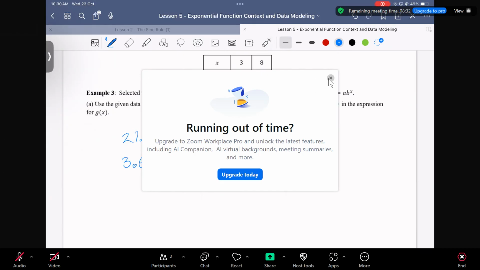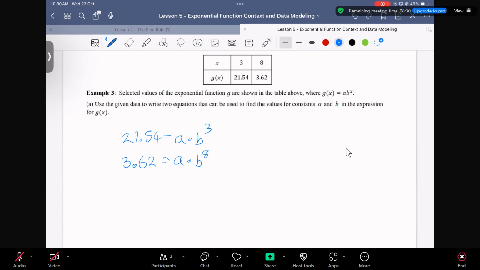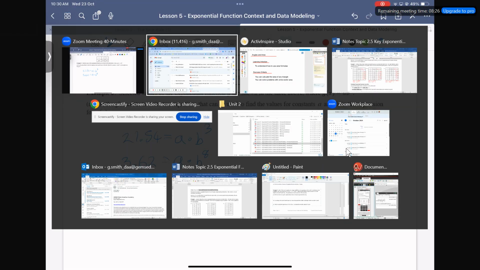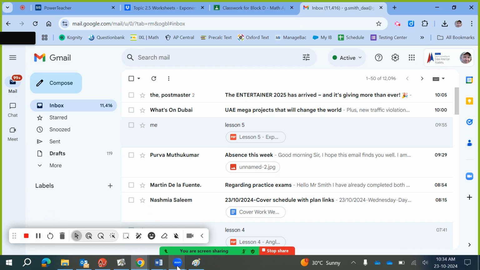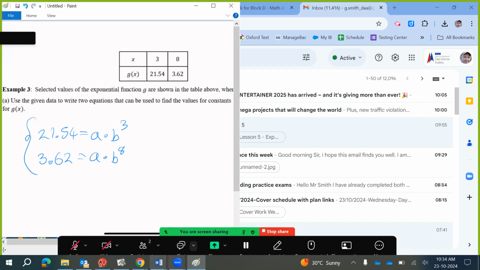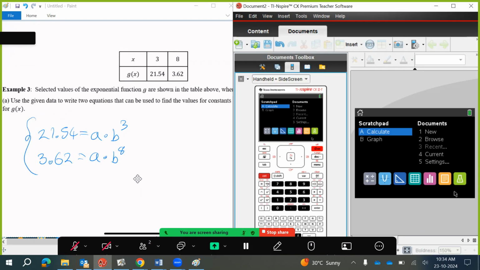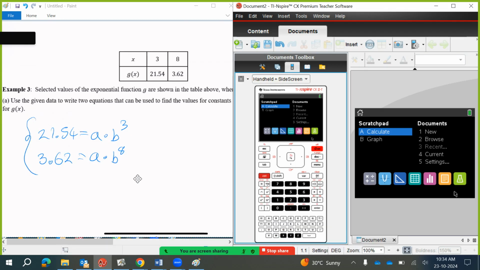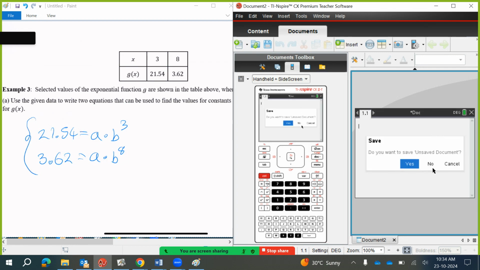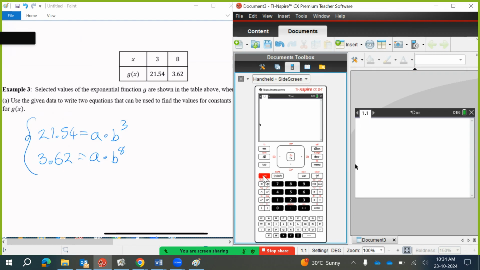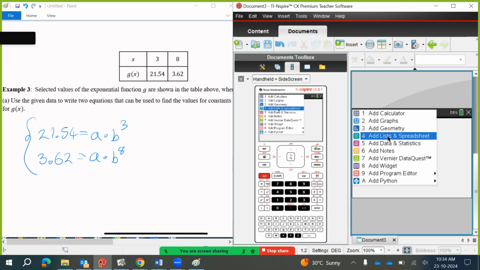So we can solve this using regression. Let's have a look at another little technique we can use our calculator for this one. So on your calculator, press the on button like this. You come to the home screen, choose a new document. No, I don't want to save anything. Add a calculator. And we get like this. So then press the control button here, the red one, and then choose add document here. And we're going to choose to add a list or spreadsheet.